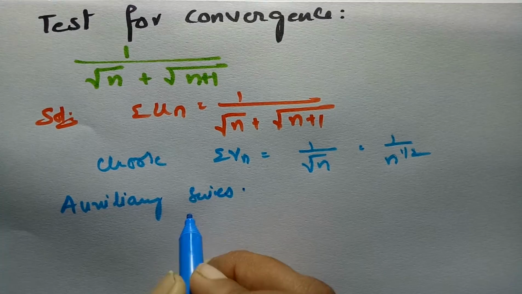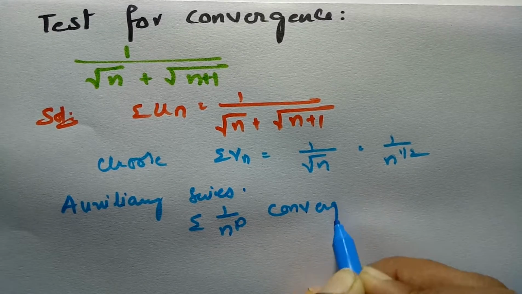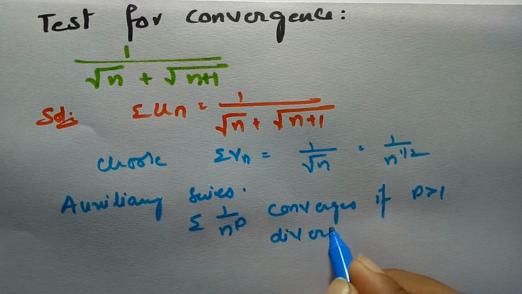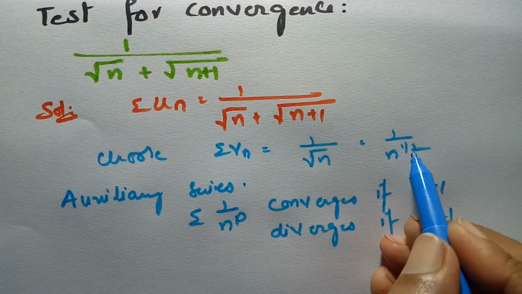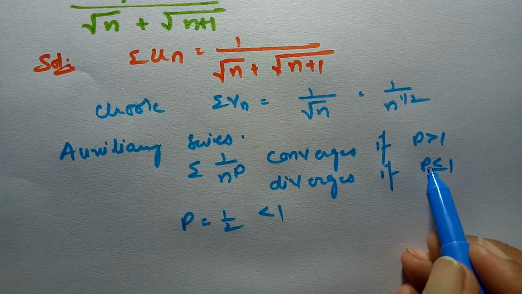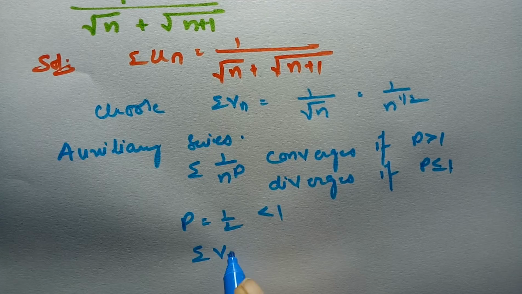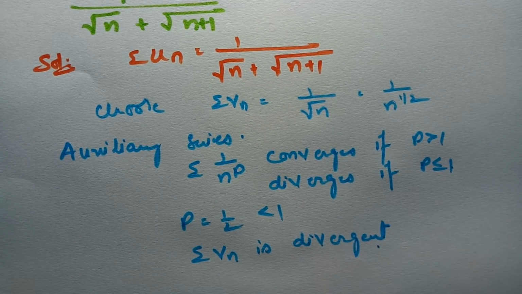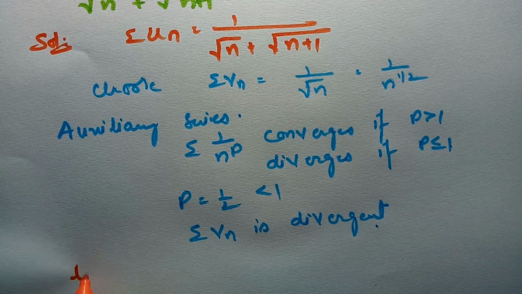From the auxiliary series test, sigma 1 by n power p converges if p is greater than 1 and diverges if p is less than or equal to 1. Here the p value is half. Half is less than 1. Therefore, if it's less than 1, then it's going to be a divergent series. Therefore, sigma Vn is divergent. So if our chosen series sigma Vn is divergent, we have to go for the comparison test.